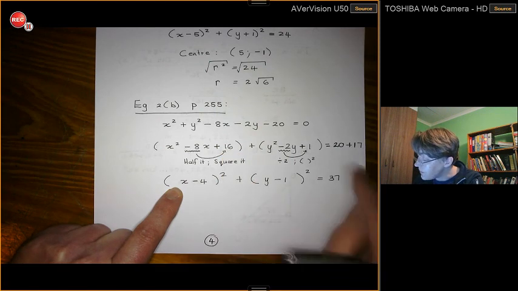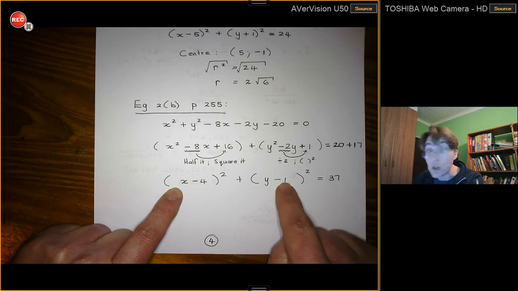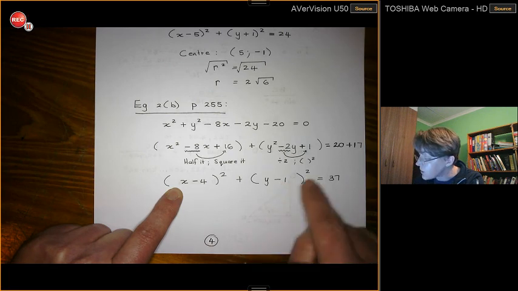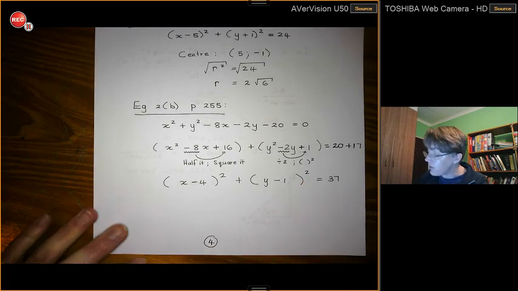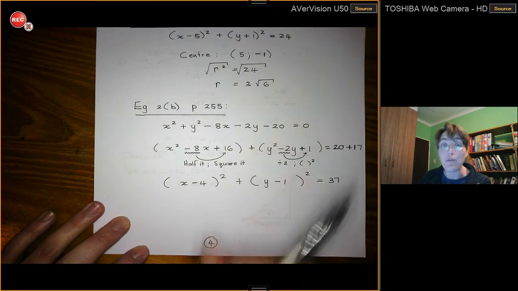Same thing there. If I square this, y squared is y squared. That times 2 is negative 2y. That 1 squared is plus 1. And therefore, that's the equation of that circle, the standard version of that circle.